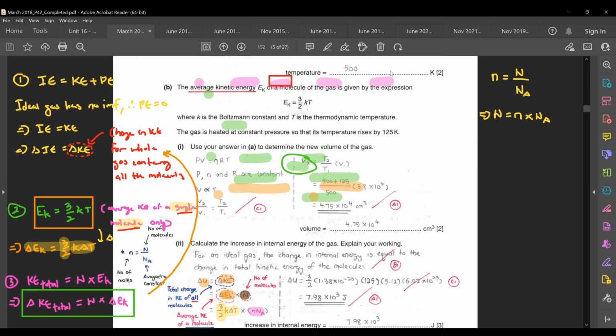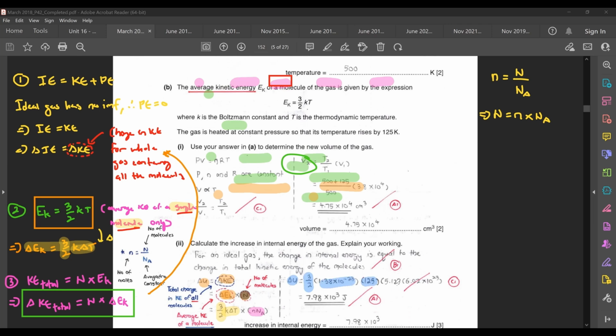So from there, just substitute in all the relevant values: the Boltzmann constant, the change in temperature, the number of moles, and the Avogadro constant. You should be able to get the answer as 7.98 times 10 to the power 3 joules. Okay, your change in temperature is actually this part here. They already mentioned to you that from state 1 to state 2, the temperature actually rose by 125 Kelvin. This is your change in temperature. So you just use that temperature change. Okay, so this is your increase in internal energy.